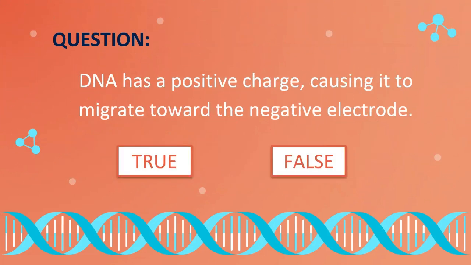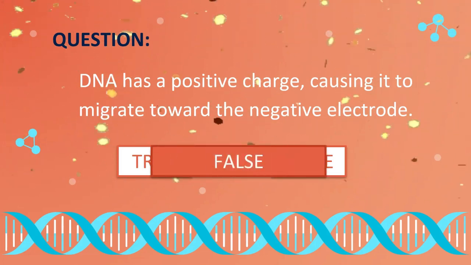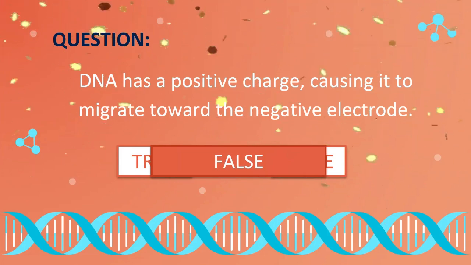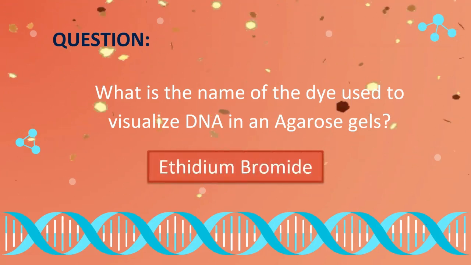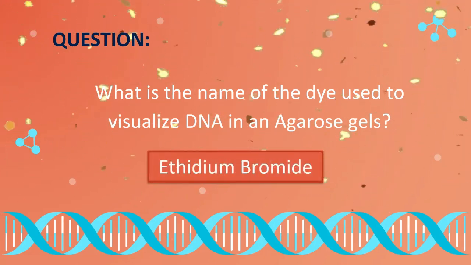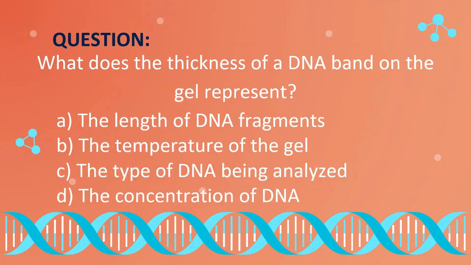True or false? DNA has a positive charge causing it to migrate towards the negative electrode. False. Again, DNA and RNA have a negative charge. What is the name of the dye used to visualize the DNA in an agarose gel? If you can still remember our table earlier, we have ethidium bromide. Okay, very good. And then we also have another question.